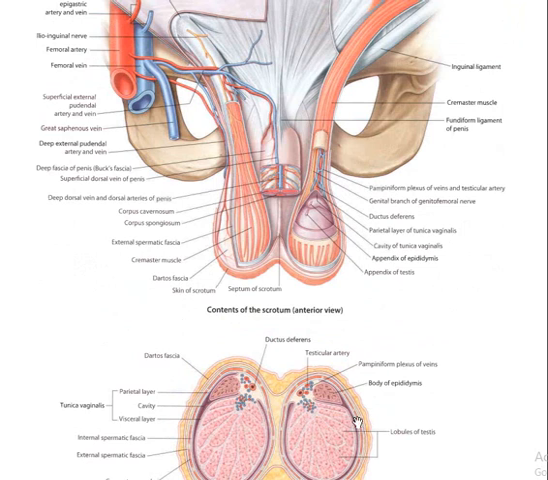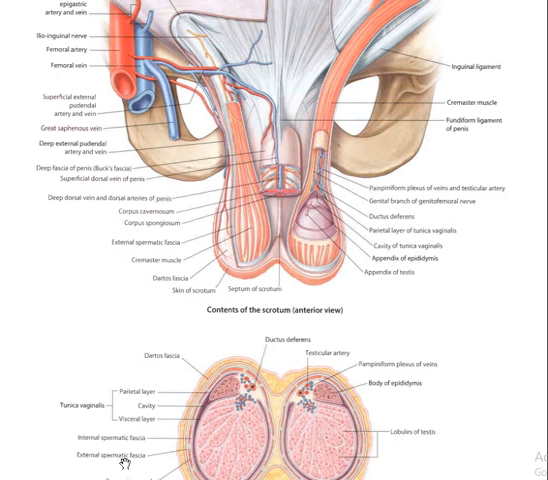So now visualizing the testes, you see that here is going to be the ductus deferens. Here you are going to have the testicular artery. When you cut the testis cross-sectionally, you're going to have the testicular arteries here, the pampiniform plexus, and the body of the epididymis. Here you're going to have the different lobules of the testes inside, which form the corpus of the testes.